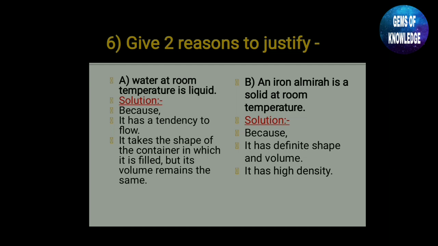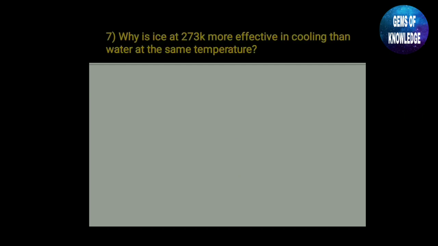Next, 7th question: why is ice at 273 Kelvin more effective in cooling than water at the same temperature? We have to tell why ice, which is present at 273 Kelvin, this is not in Celsius, they have given it in Kelvin, is more effective in cooling than the water at the same temperature. So there is a difference there, ice at 273 Kelvin and water at 273 Kelvin.